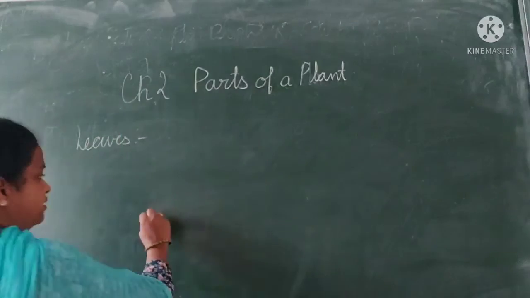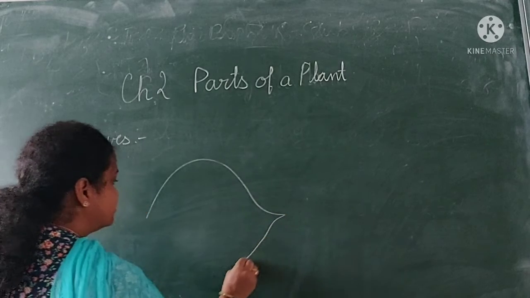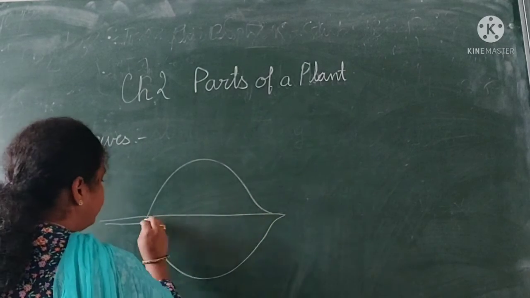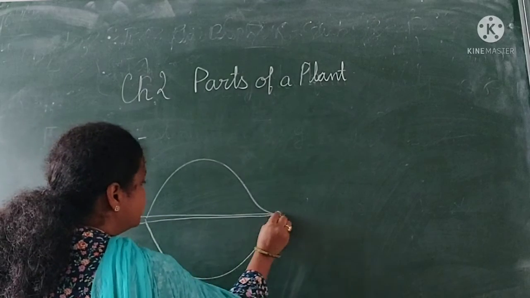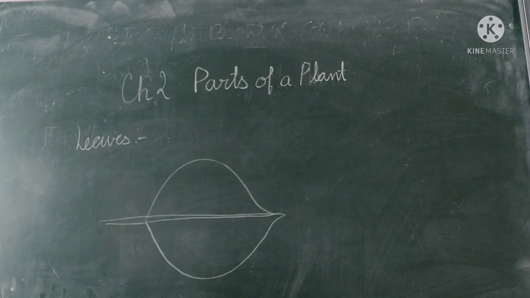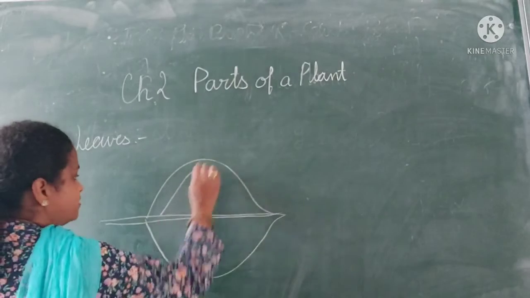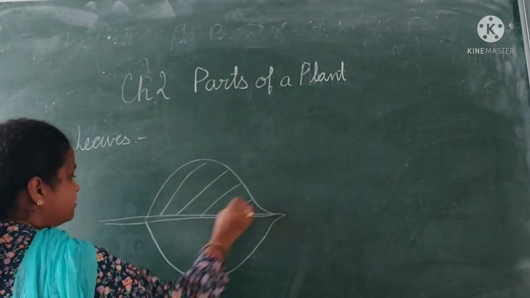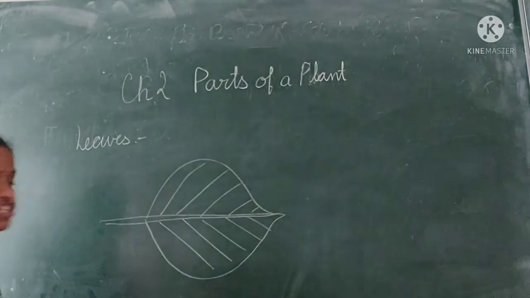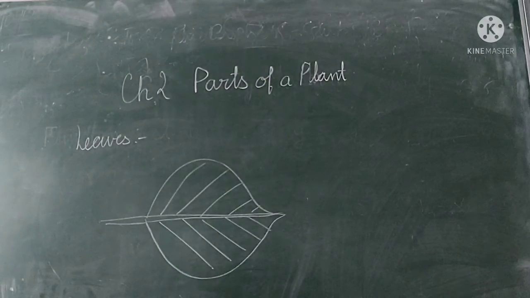If you see the leaf, it is generally like this. And if you see the middle one, this is the midvein. A number of side lines and veins arise from the midvein. This is the important one. Then these are the branches of it. These are called veins. The veins carry water to the leaf.